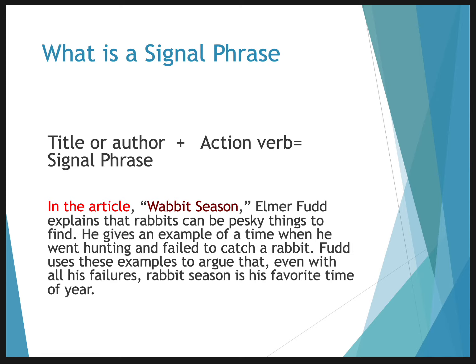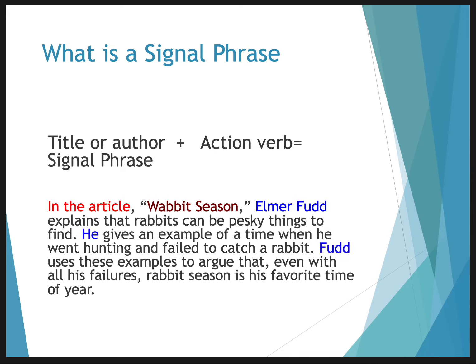The title of the article is Rabbit Season. And then you have the author. So you have identifying information. You know that it's an article, the title of the article, and the author. All of that information is not always essential, but often it can be very helpful to give context.